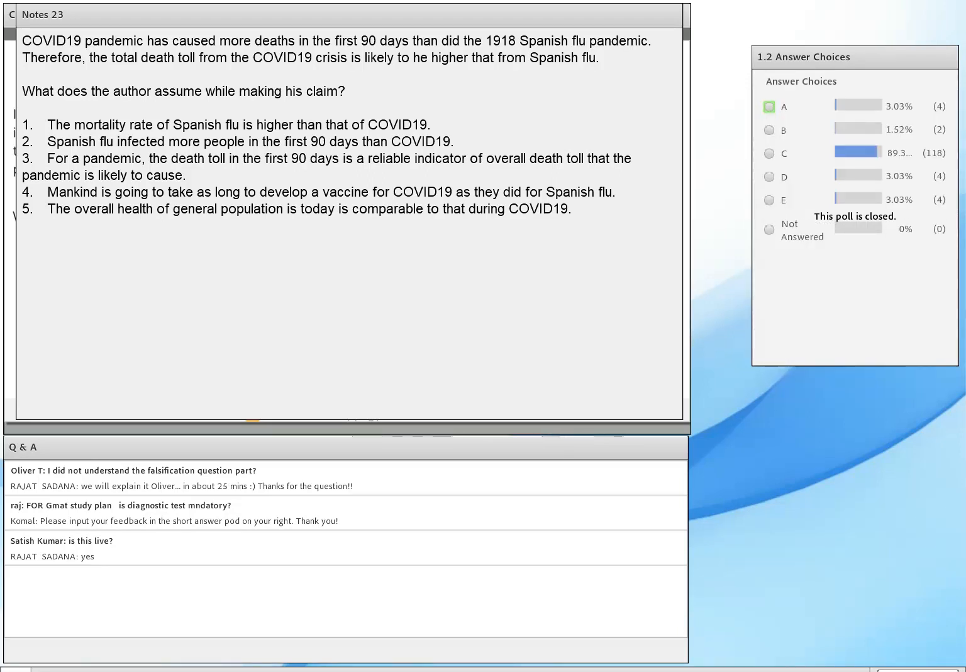A very simple question, but the answer choices were confusing. And I'm really happy that very few of you have chosen choice A or choice B. You've just focused on the overall logic of the argument, that the death toll in the first 90 days is a reliable indicator of the overall death toll that a pandemic is likely to cause. So that's something which is just really good. I see that you guys are getting it.